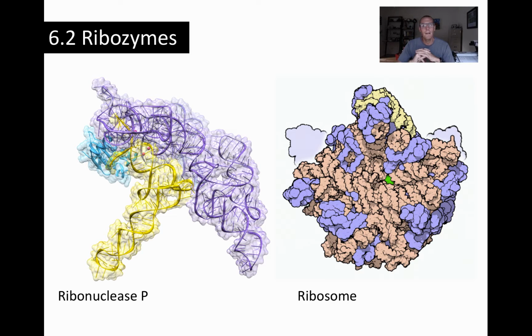These were discovered in the mid-1980s, and there's pretty good evidence that these were some of the first catalytic molecules on Earth in that prebiotic soup you hear about. So let's look at 3 examples.